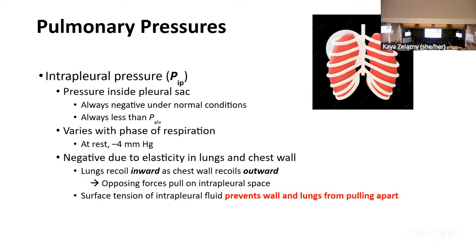Okay. But we do have other measurable pulmonary pressures, right? So intrapleural pressure, that pressure inside the pleural sac, right? So that is always negative under normal conditions. So that is the pressure that is helping us sandwich the lung tissue to the chest wall. So it's always negative, and it's always less than the alveolar pressure. So we're thinking about it like a vacuum, like a kind of suction situation, so that our lung just follows the movement of the ribs.